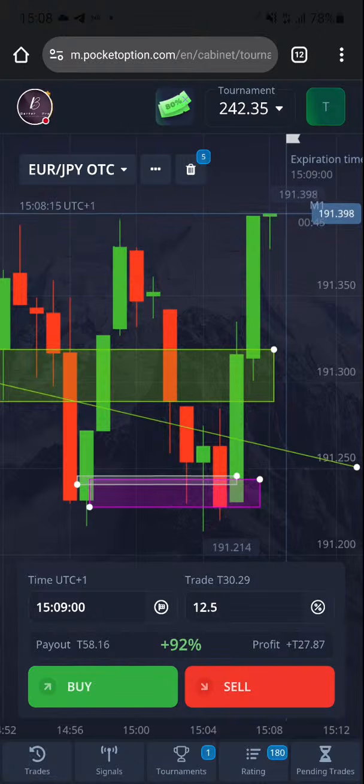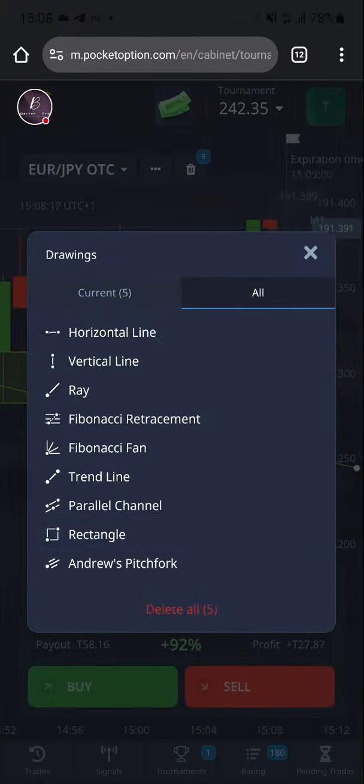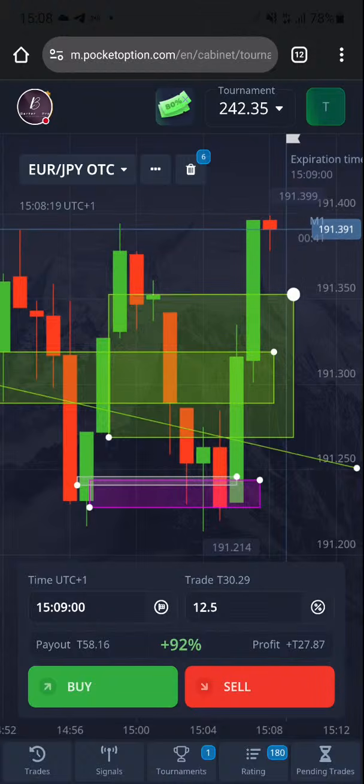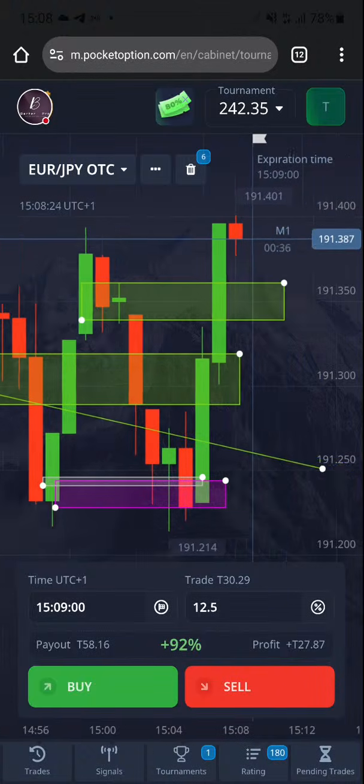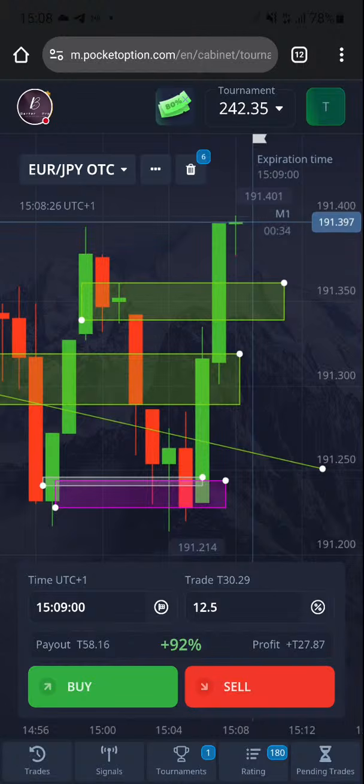If it comes down here, I'm going to go with the buyers. Let me see if I can take this one more trade. You see this area? If price comes into this area, we can still go with the buyers.